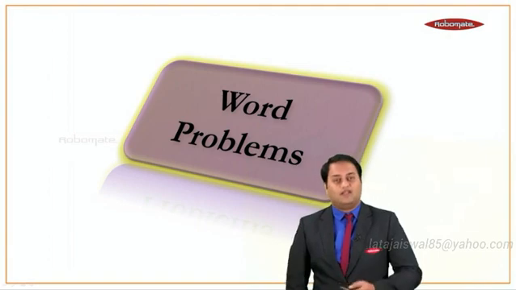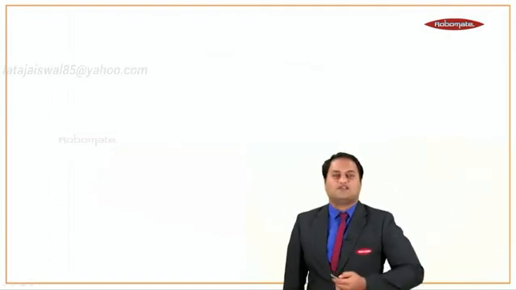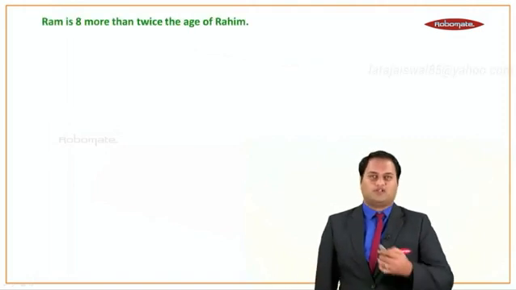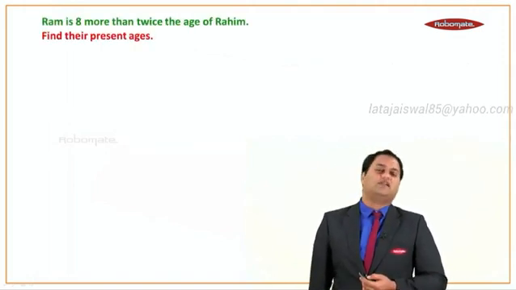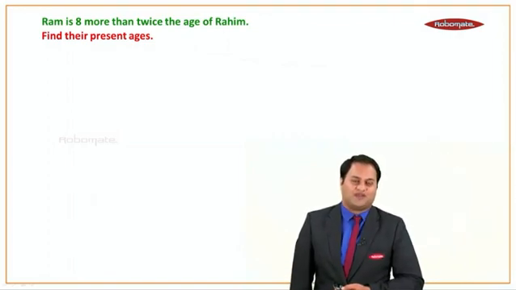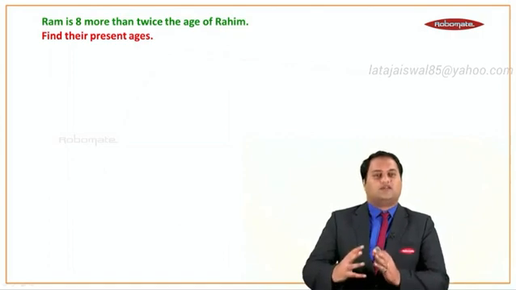So first learn the technique to form the equation. This is very simple, trust me. So let's see how to form the equation. I just give you all a statement. Ram is 8 more than twice the age of Rahim. Find their present ages.